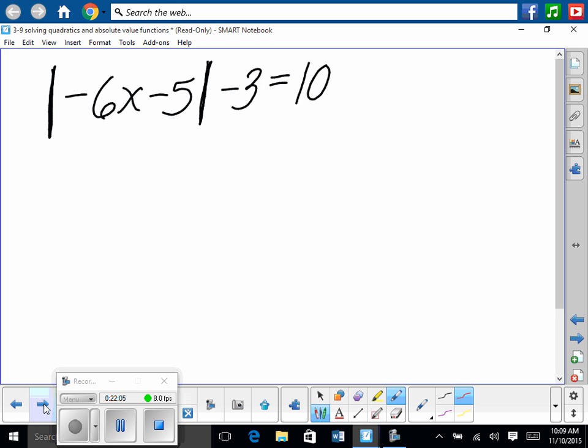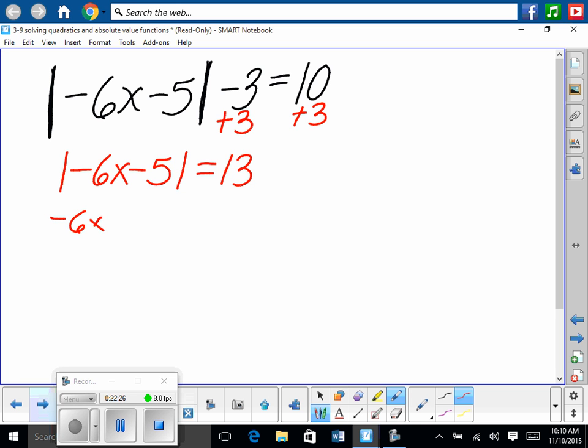Okay. So last one, and then I'll just let you finish this up. The absolute value of negative 6x minus 5, minus 3. First thing we have to do is isolate the absolute value. Add 3 to both sides. So we have the absolute value of negative 6x minus 5 is equal to 13.